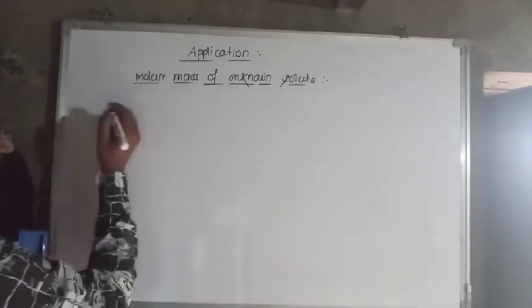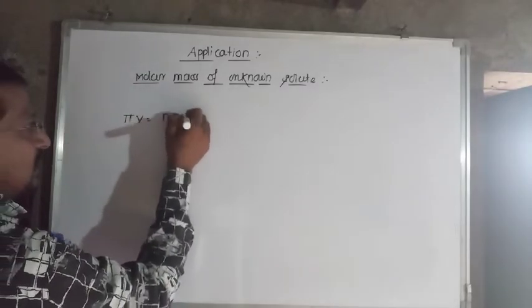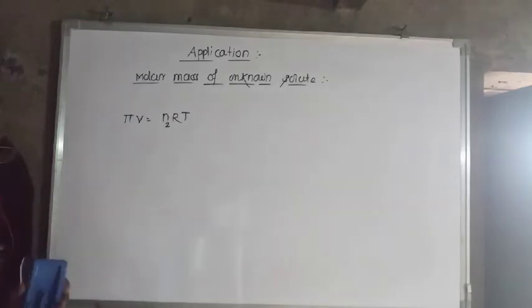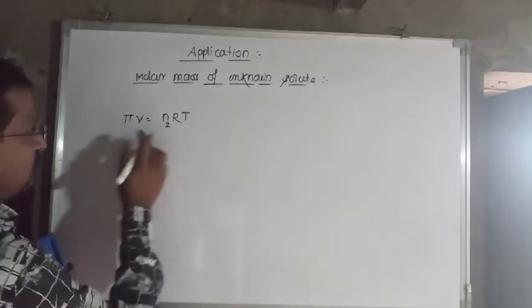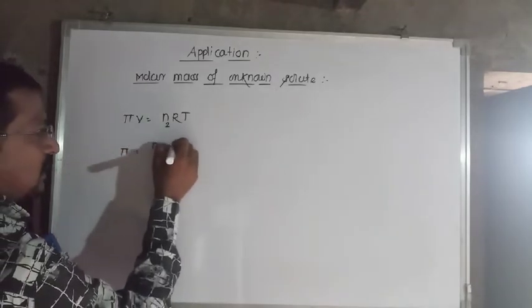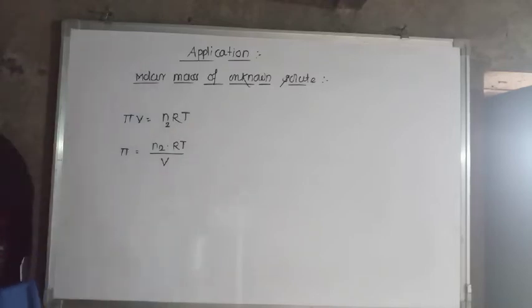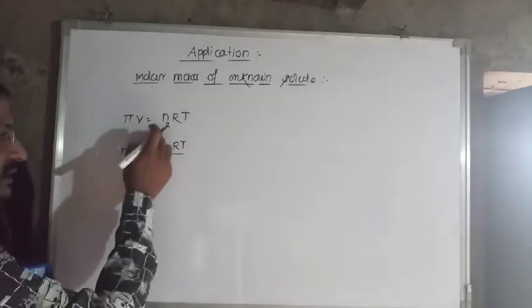Now, how is it used to determine the molar mass of an unknown solute? See here, if I write the equation πV = nRT, just make it n2RT. πV = n2RT, isn't it? So just rearrange this: π = n2RT divided by V.